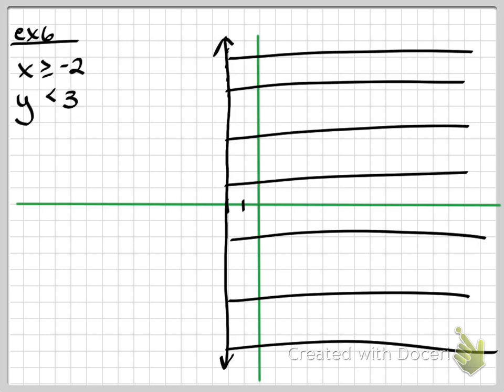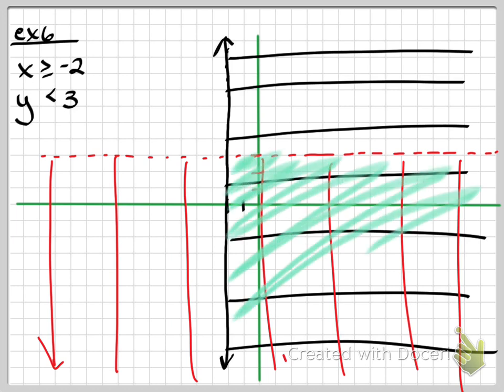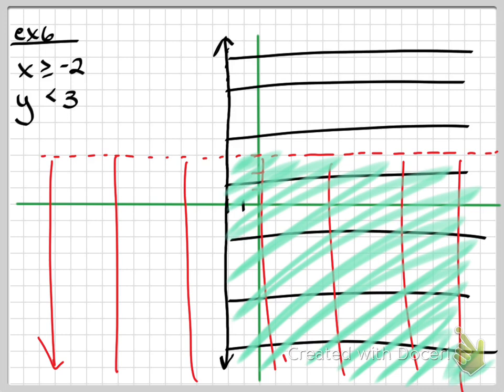All right. The second one, y less than 3. Go to 3 on the y. Cross the y, but with a dotted line because it's just less than. And for the y, the numbers less than 3 are below it. So the answer is this area over here that is shaded both ways. All right. Good luck on this assignment.